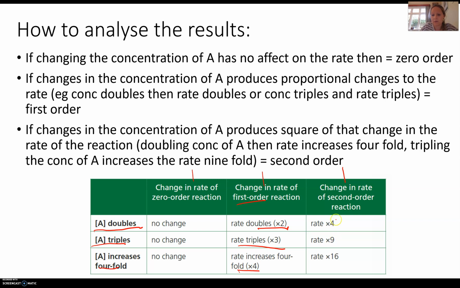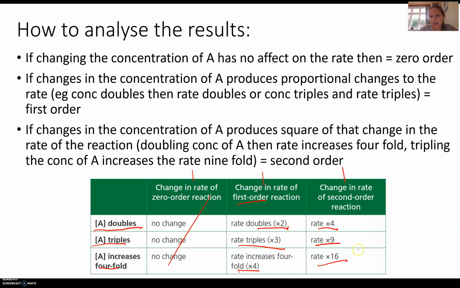Now let's look at second order. I'm ignoring zero order because that's never any change, and I think you've got that. If A doubles and the rate quadruples, that means we're looking at second order. If A triples and the rate is times by 9, then that's second order, and times 4 is times 16, and that's second order.